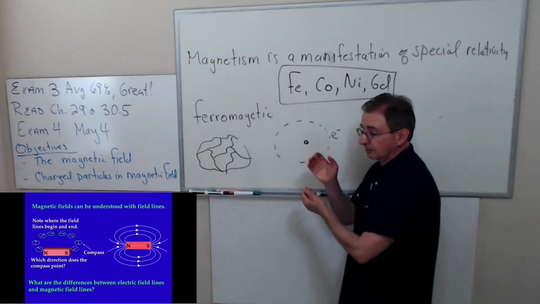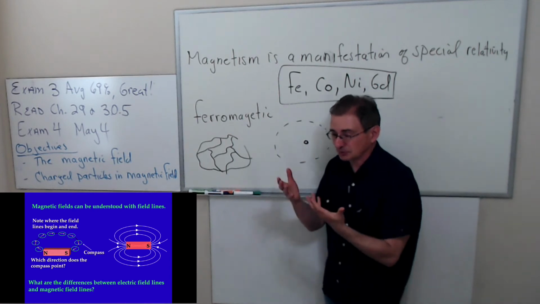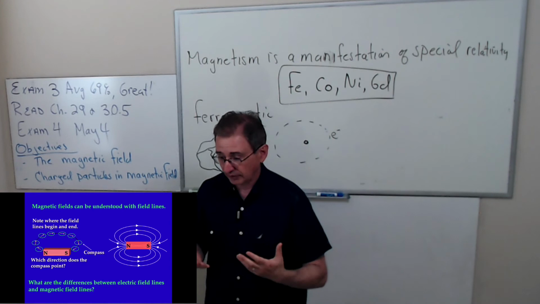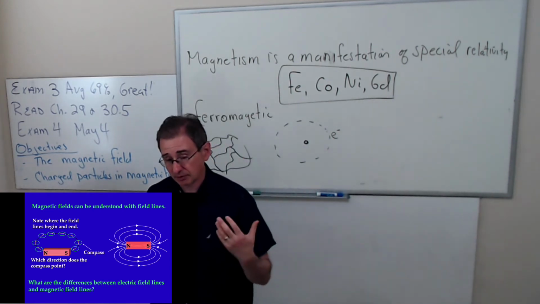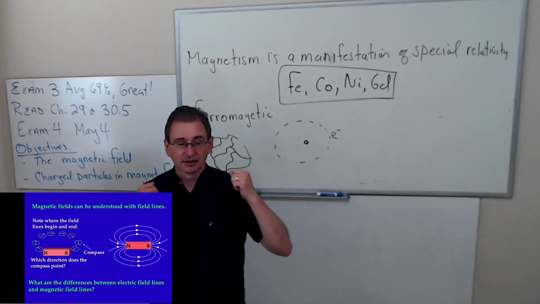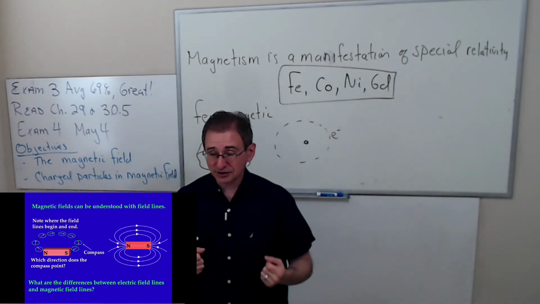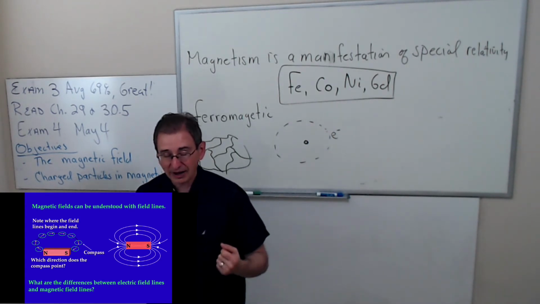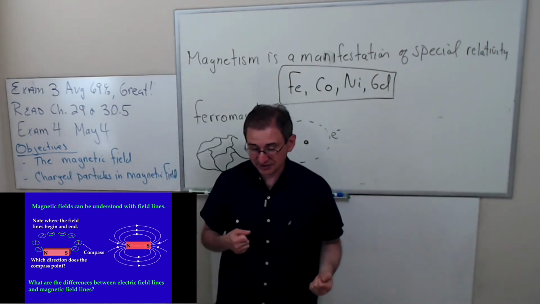My goal here was just to say that the spin is responsible for the magnetic field. The electron spin is responsible for it. Okay? If you try to understand where spin comes from, you'd actually have to go into quantum mechanics.